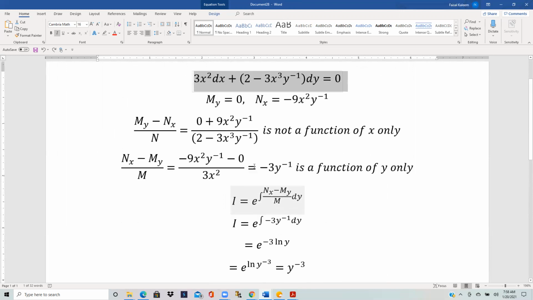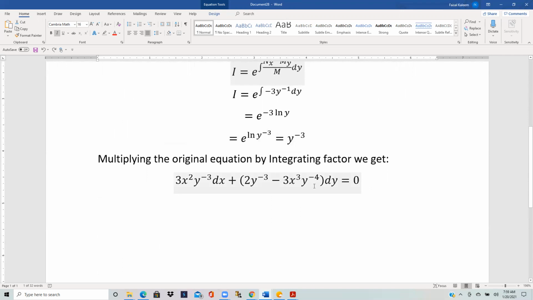And then you multiply the 2 with y to the negative 3, you get 2y to the negative 3. And then when you multiply this term with y to the negative 3, you have minus 3x cubed, and the y to the negative 1 times y to the negative 3 combine into y to the negative 4, so minus 3x cubed y to the negative 4 dy is equal to 0. So now this one has to be exact if all our work is correct. So we can just check. Now this is our new M and this is our new N.